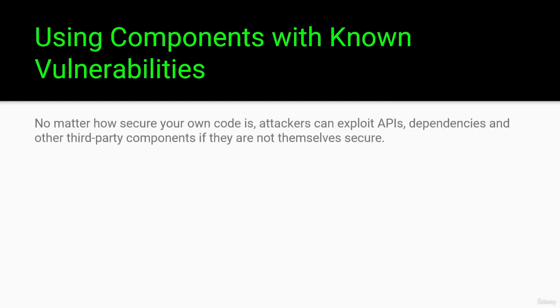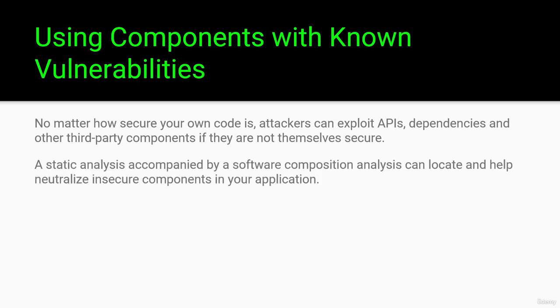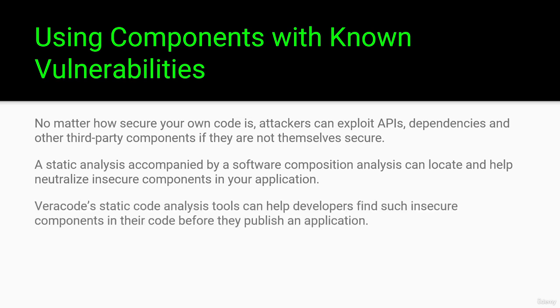We have using components with known vulnerabilities. No matter how secure your code is, attackers can exploit APIs, dependencies, and other third-party components if they are not themselves secure. So a static analysis, accompanied by software composition analysis, can locate and help neutralize insecure components in your application. Veracode's static code analysis tools can help developers find such insecure components in their code before they publish an application.